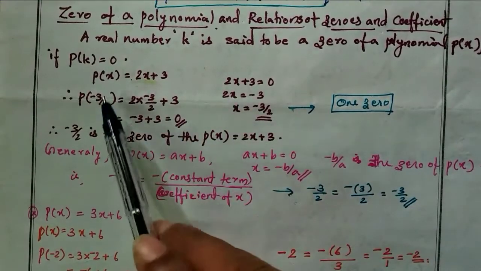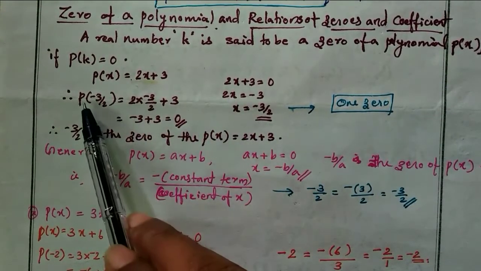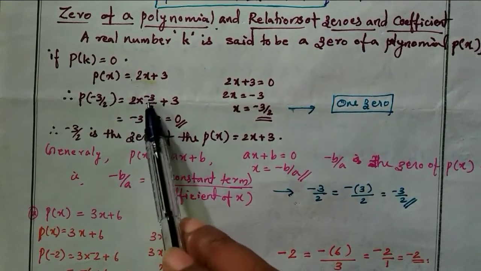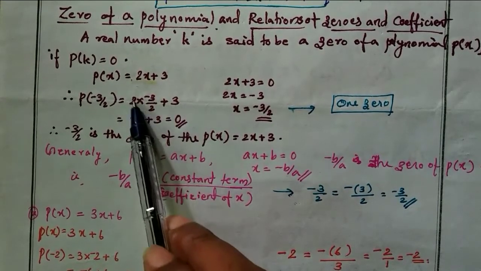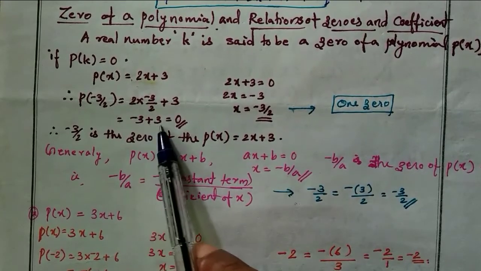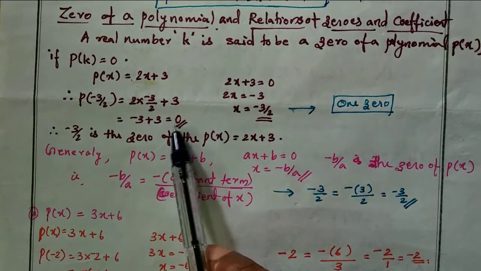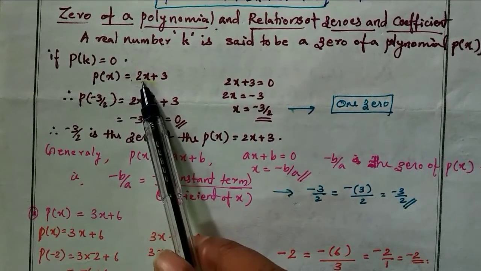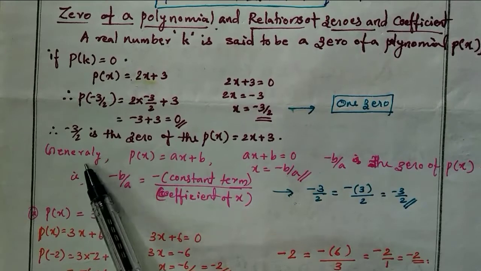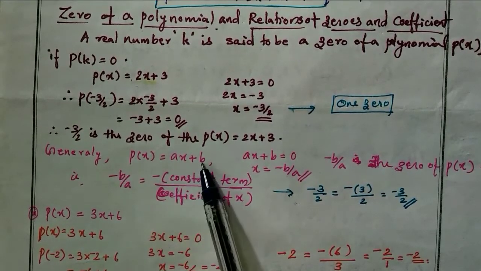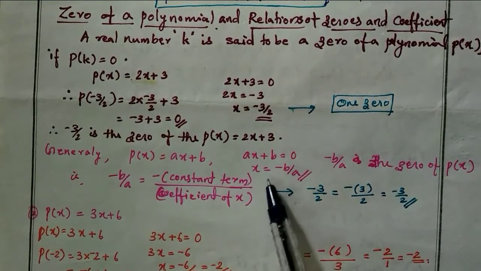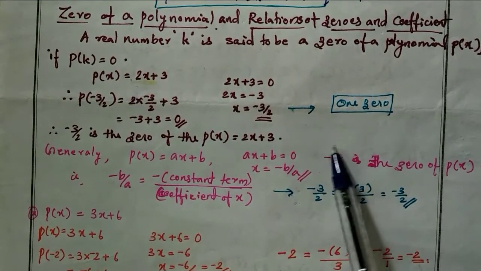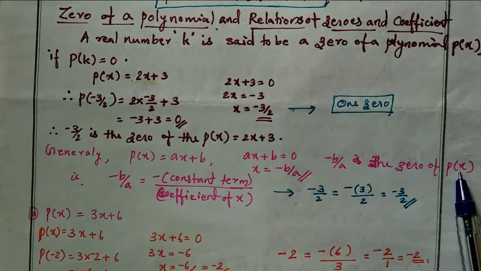Okay, just substitute in the place of x. What happens here? p of minus 3 by 2 is equal to 2 into minus 3 by 2 plus 3. So the 2s cancel, you will get minus 3 plus 3 equal to 0. Okay, so minus 3 by 2 is the zero of this polynomial p of x, 2x plus 3. Generally we can write p of x is equal to ax plus b equal to 0, then x equal to minus b by a. That means minus b by a is the zero of this polynomial.